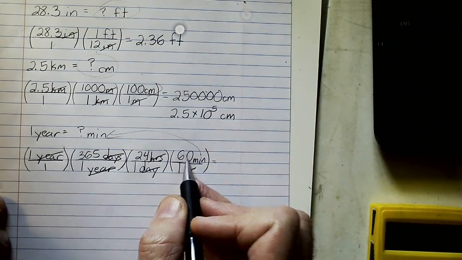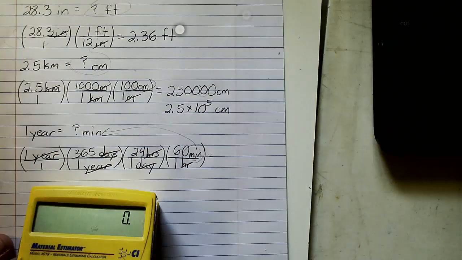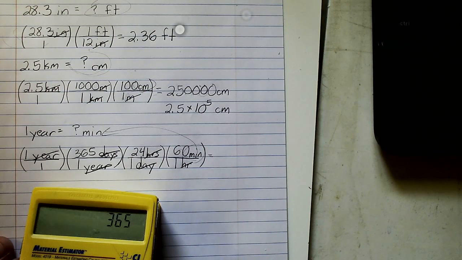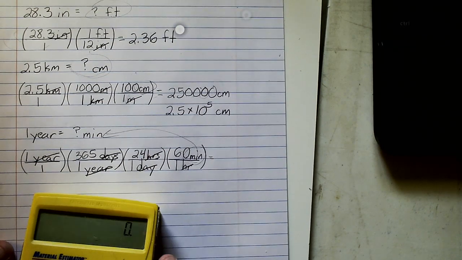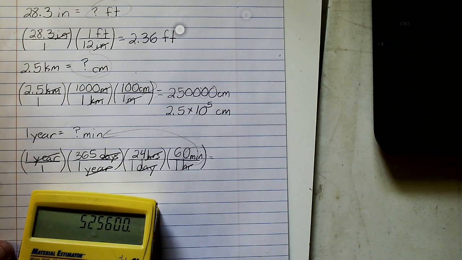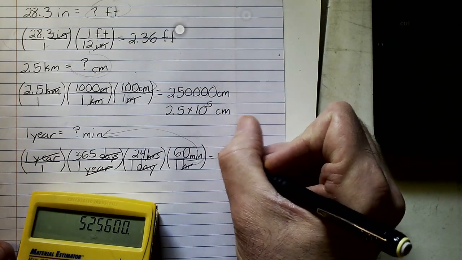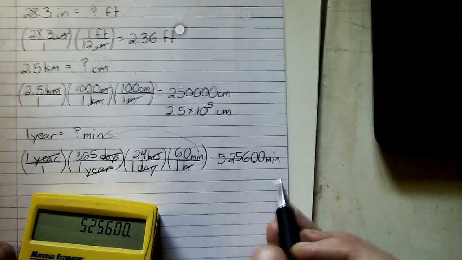All I have to do is multiply it across, and the only unit I have left, it hasn't been canceled out, is minutes. So I've got 365 times 24 times 60. Oops. 365 times 24 times 60. Did I do that right? I'm just making sure. I don't want to have to do the video all over again. Times 24 times 60. There we go. 525,600 minutes. And that's my answer.